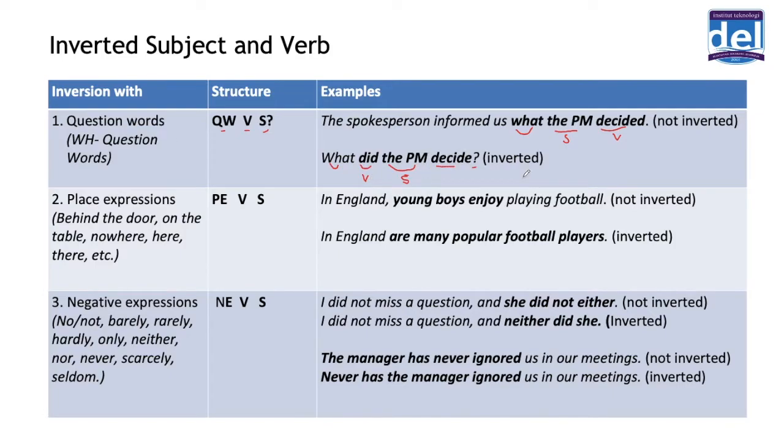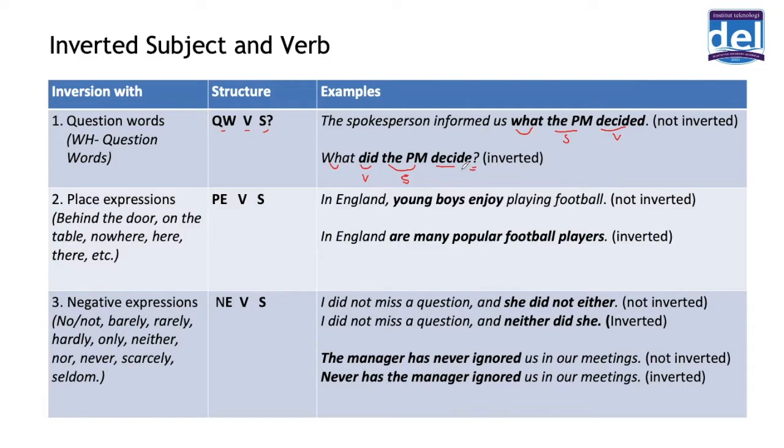The conclusion is, if in a sentence you see a WH question word, the subject and the verb are not inverted if it is not a question, but they are inverted if it is a question like this. Alright, that is the first one.